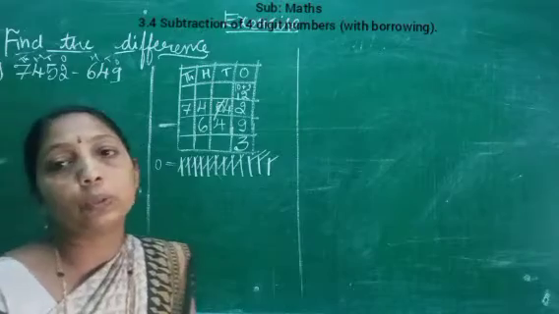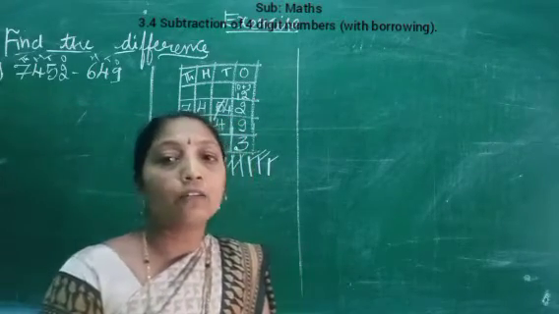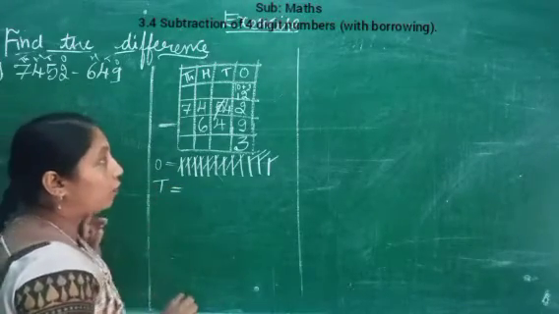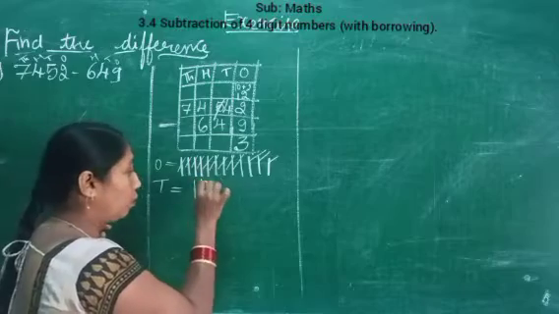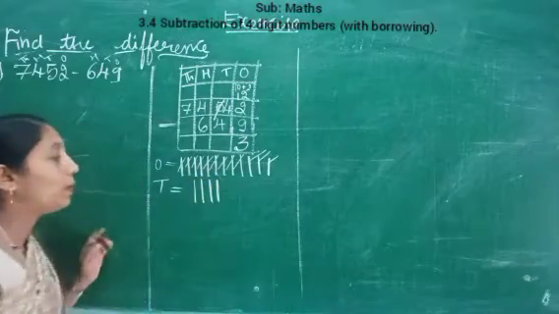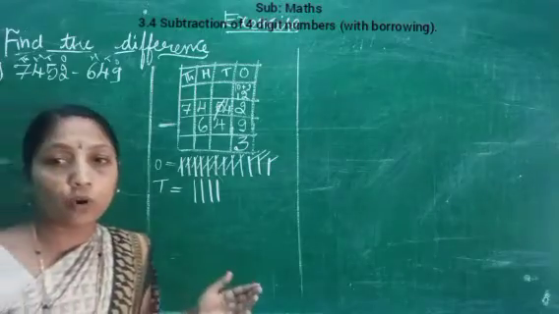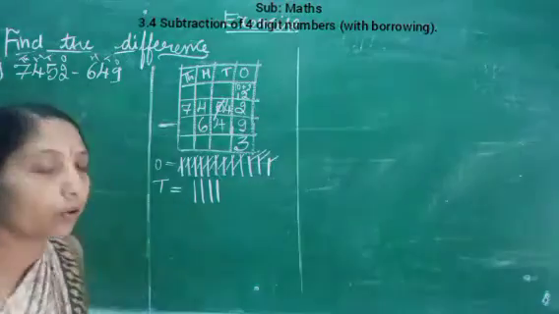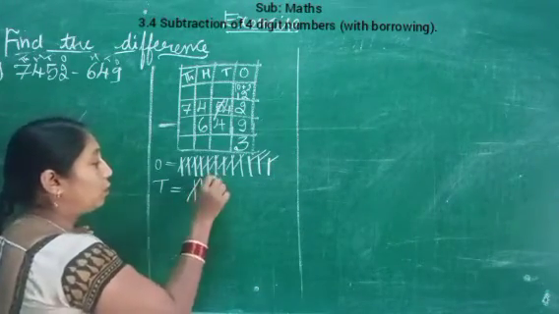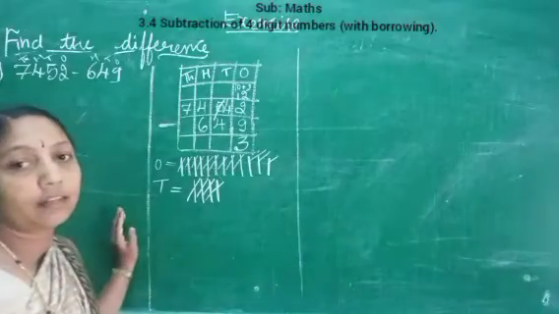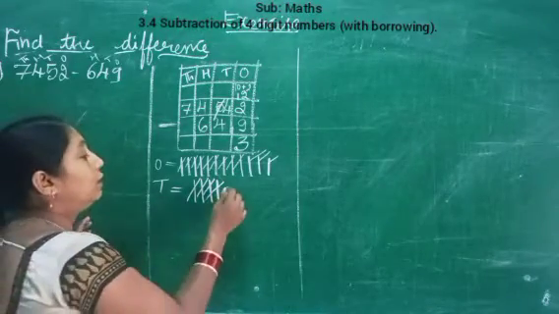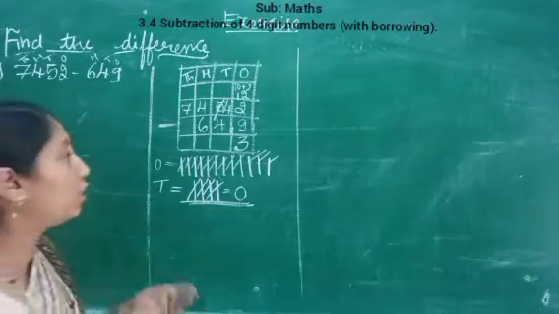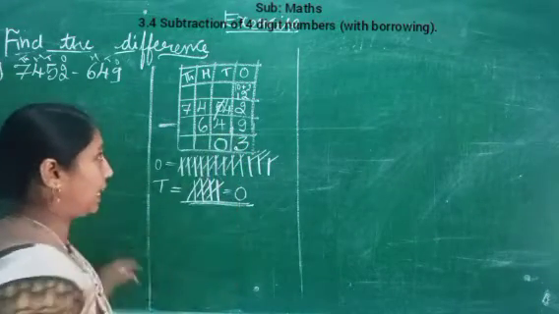Okay children, we go to the tens place. We draw 4 lines in the tens place. Okay, I will draw it. All of you say with me: 1, 2, 3, 4. How many lines did we draw? 4, because the number is 4. Now we remove 4: 1, 2, 3, 4. Nothing remains, it comes 0, so we write 0 in the tens place.